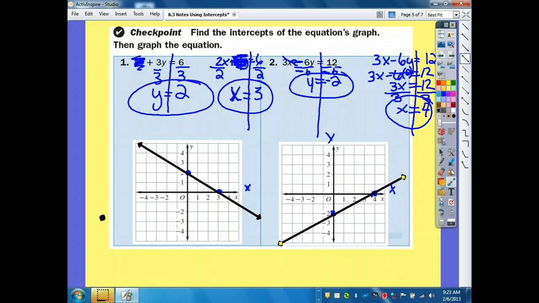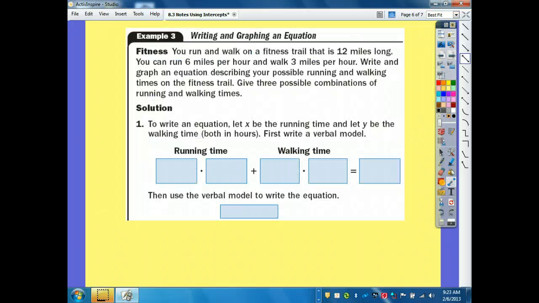All right, questions? Any questions? How many think this is like super ninja easy compared to the T-charts? Hey, yeah, I agree. That's why I teach you the hard way first, because then you really appreciate this way. All right, then there's word problems where we can set up, and I know you've seen problems like this when you do math testing. And these are the kind of problems that comedians make fun of on their shows. It's like, all right, you run and walk on a fitness trail that is 12 miles long. You can run 6 miles per hour and walk 3 miles per hour. Write and graph an equation. Can't you just see Jay Leno going off on a math question? You know, the train was going this far at this speed. It's really not that hard.